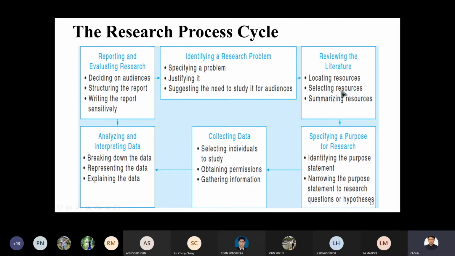So in order to select the resource, you may have more than one. You may have 10, you may have 5, you may have 3. Then you can select the one which is best for you to write the research, to use as research background, as a theory to guide you, so that you have some ideas to discuss in chapter 5. Otherwise, you have no background.